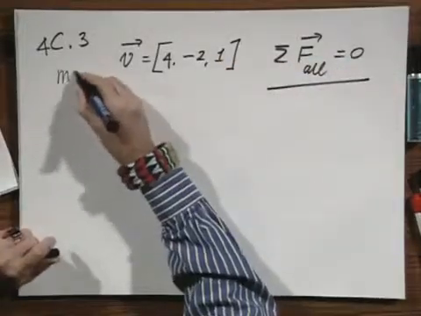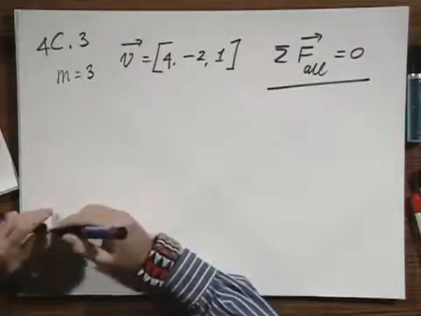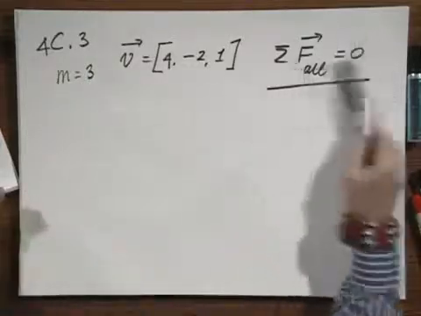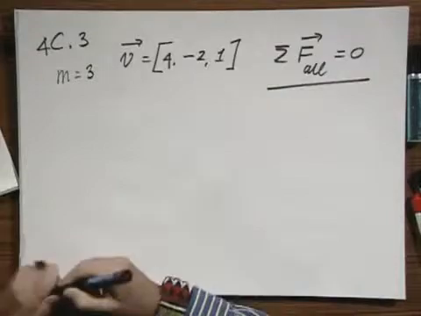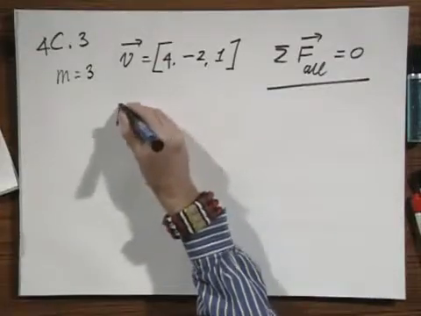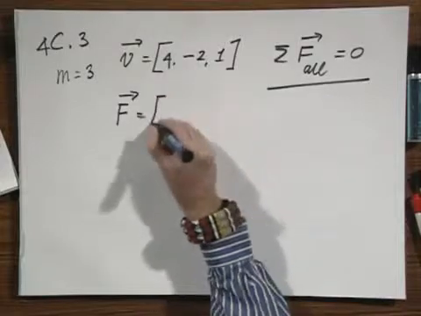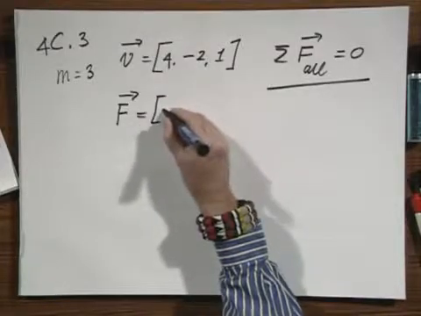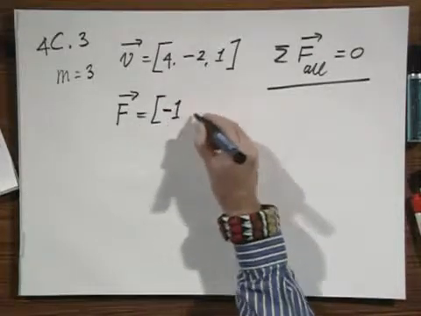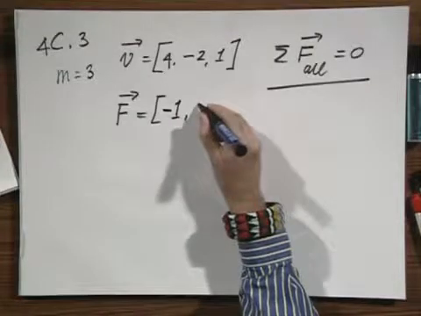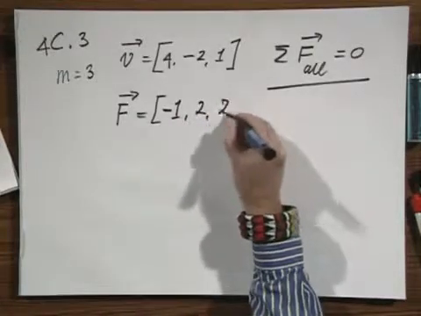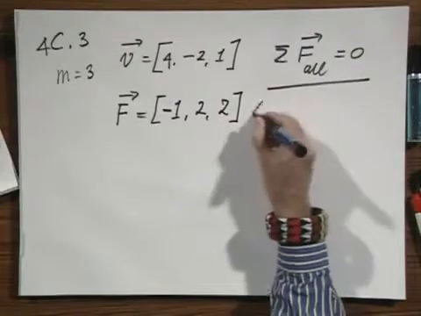It has a mass, if I'm not mistaken, of 3 kilograms. So there are several forces working on this object, and there is one force which is lifted out for this problem, and that one force has, in the x direction, -1, in the y direction, +2, and in the z direction, +2 newtons.